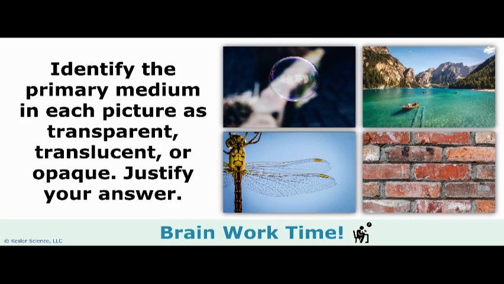Now let's look at the dragonfly in the lower left-hand corner. Hey, you're right. It is transparent. You can see right through the wings of that dragonfly wing. If that makes sense. All right, last picture, we'll see the brick wall. And you are so correct. It's opaque. Can't get any light through there.